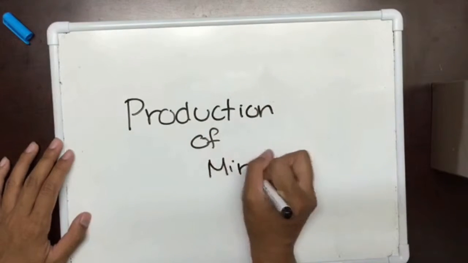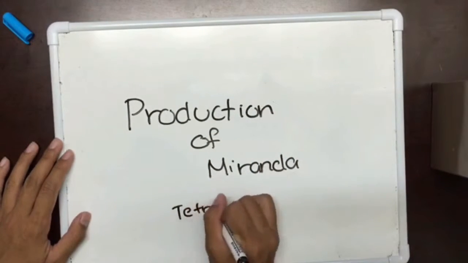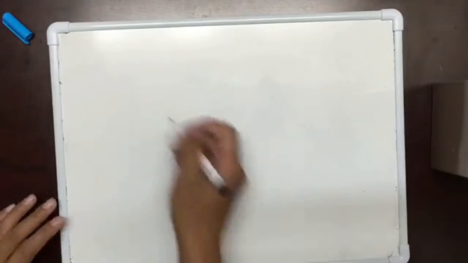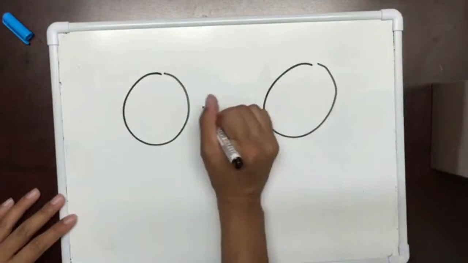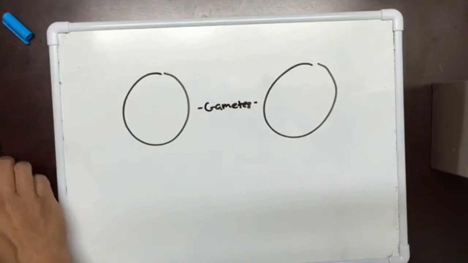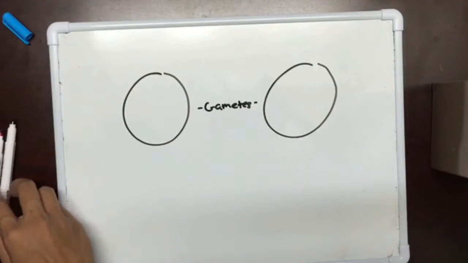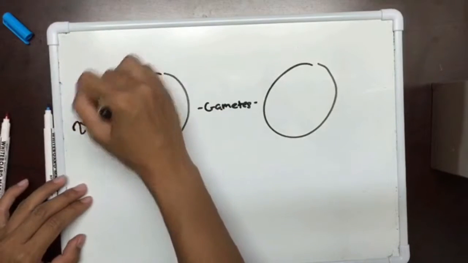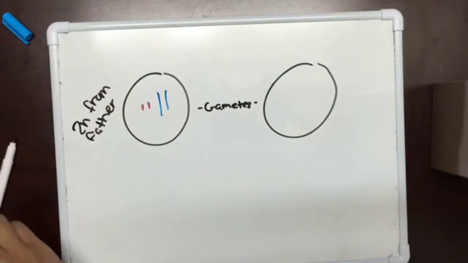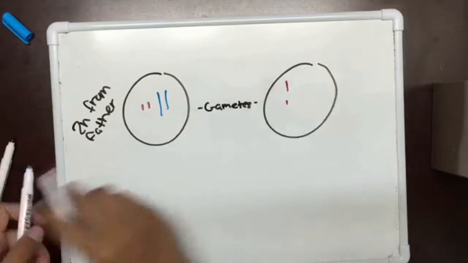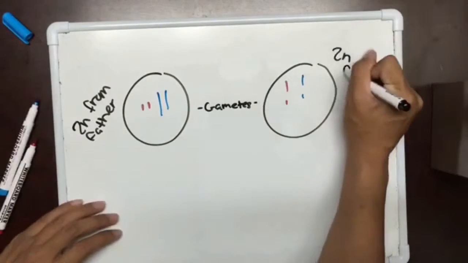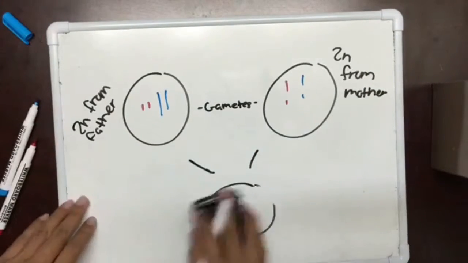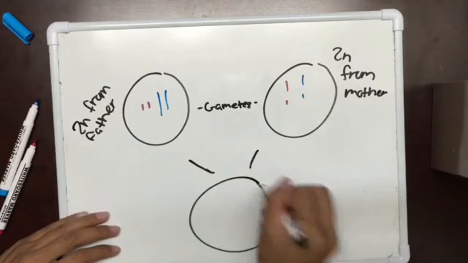Now let's talk about the production of Miranda, the tetraploid. Similar to Mike, Miranda starts off with 2 gametes, one from her father and one from her mother. In this case, her father gives her a 2N cell, and her mother gives her a 2N cell as well. The product of these 2 cells will be a 4N cell or a tetraploid cell.